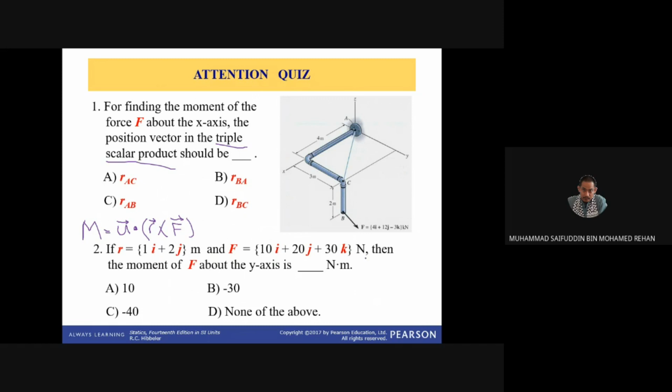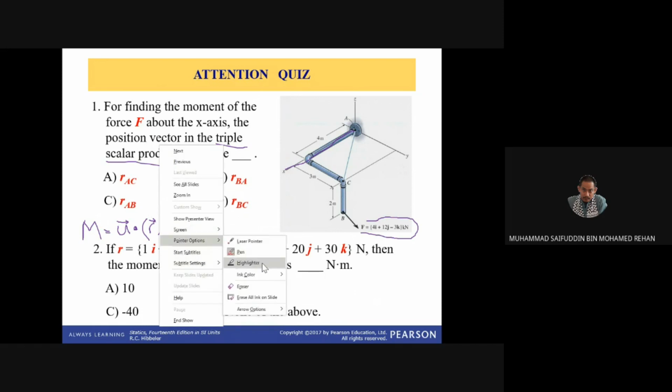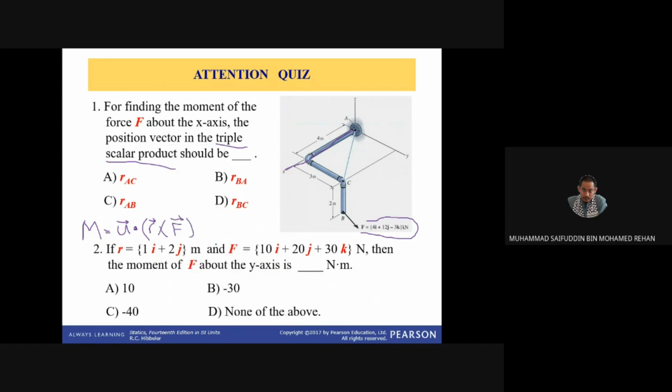So the question says to find, because this F is already given, the moment about the x-axis. What's the x-axis? So this is the x-axis. Right, so to find the moment of this force about the x-axis, the position vector, meaning the position vector referring to this R here, is the position vector in the triple scalar product. So between these four options, A, B, C, D here, which one should be used for this R?